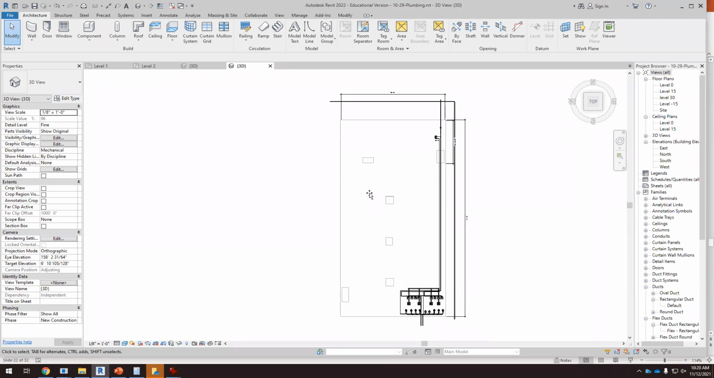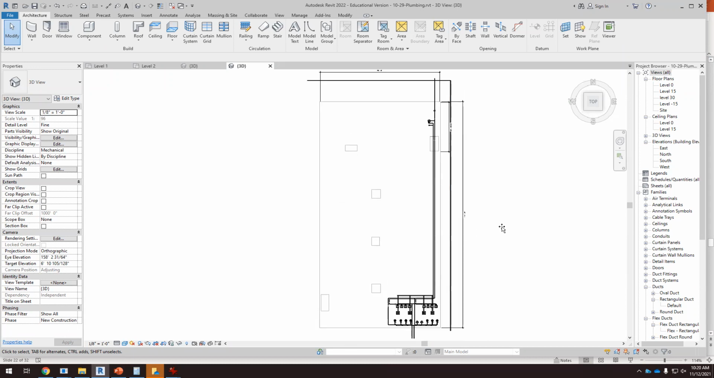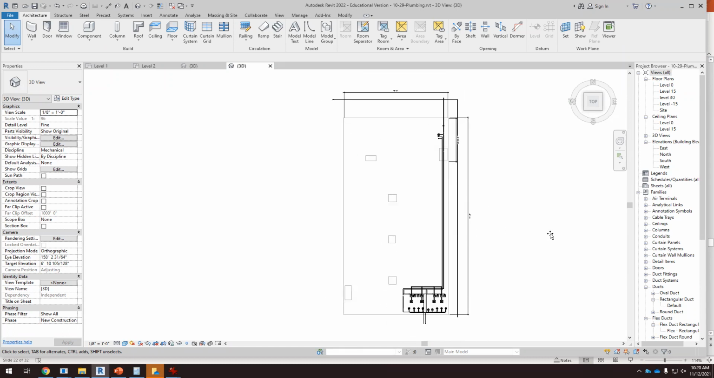So it doesn't make any sense opening another shaft if we have already 1, 2, 3, 4, 5, 6. Okay, we have 6 shafts. It doesn't make any sense to open another one for the downspout. And now we have to divide this into 4 different sections. I'm going to take a picture of this.